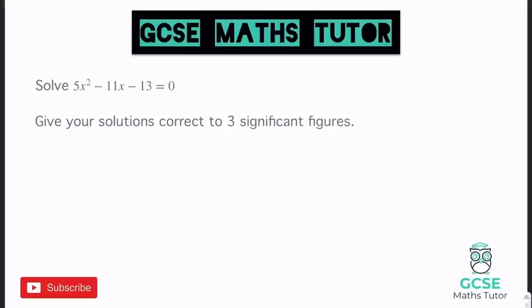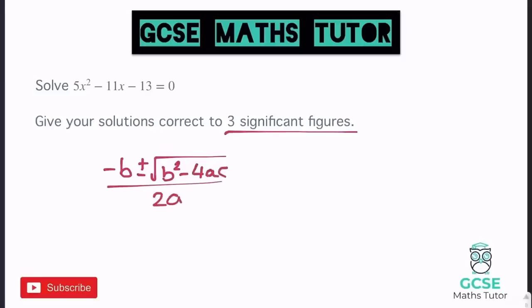Okay, so we've got solving a quadratic here, and it says give your answer correct to 3 significant figures. Now this gives you a massive hint, 3 significant figures, that it doesn't factorise. And when a quadratic doesn't factorise, we've got to use the quadratic formula. So one that you need to remember: minus b plus and minus the square root of b squared minus 4ac, all over 2a.